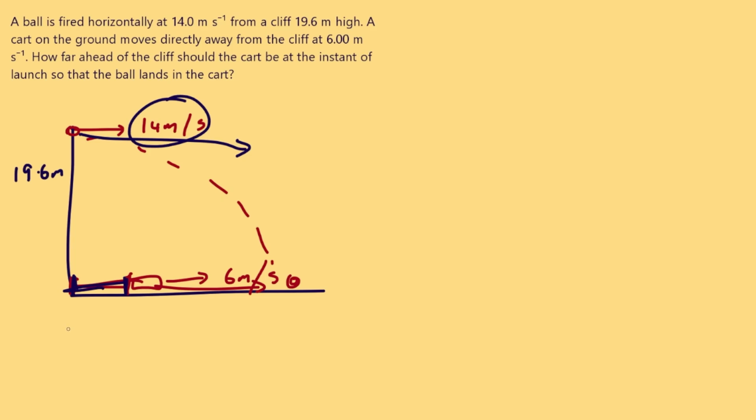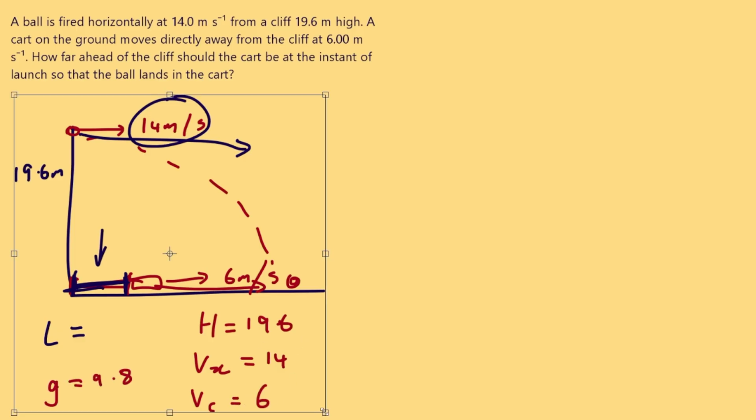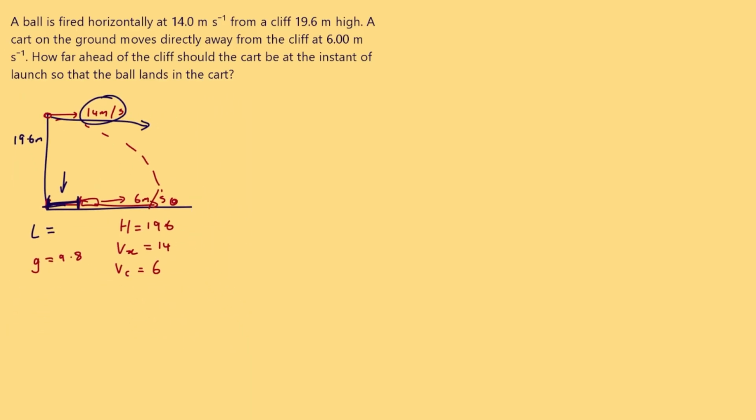So what are we looking for exactly? We're looking for the head start it needs, and we're going to call this length of distance L. That's the car's initial lead distance. Let's list out what we know. So height is 19.6. That's the height of the cliff. Horizontal speed of the ball is 14. Horizontal speed of the car, which we'll call VC, standing for car, is 6. Again, gravity 9.8. Let's make some space and I'll show you how we solve this step by step, and it's going to click in your mind.